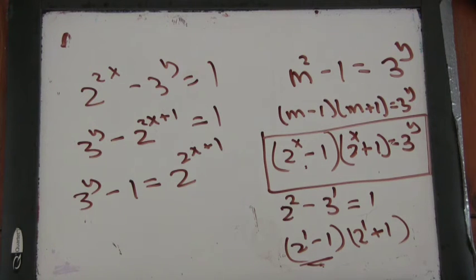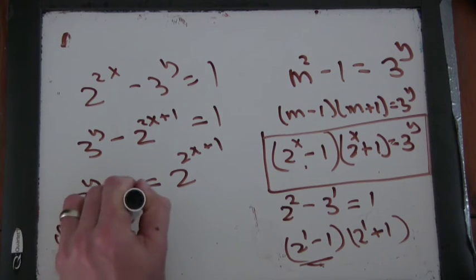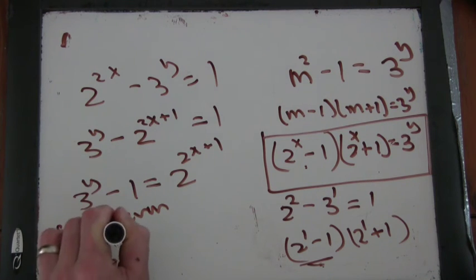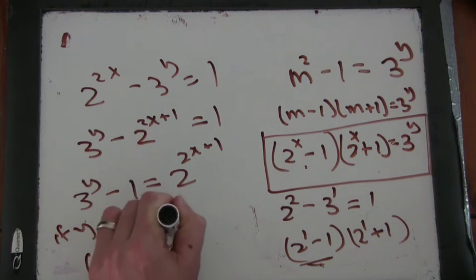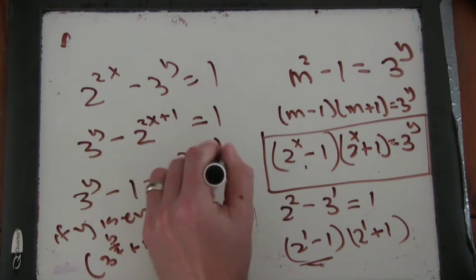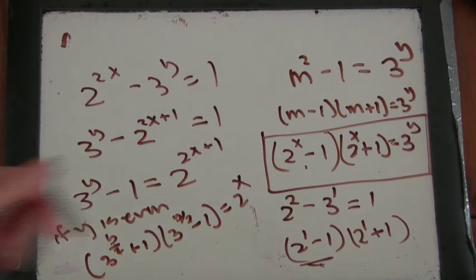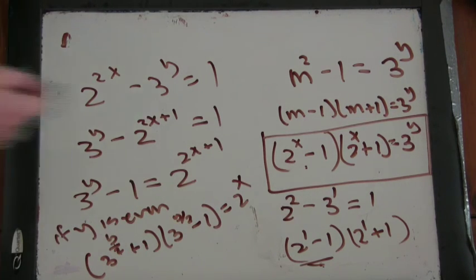So let's split it into cases. If y is even, we can do this difference of squares. We get 3 to the y over 2 plus 1 times 3 to the y over 2 minus 1 equals a power of 2. I'll lazily call this 2 to the x. And then it's the same scenario, though a little more subtle.